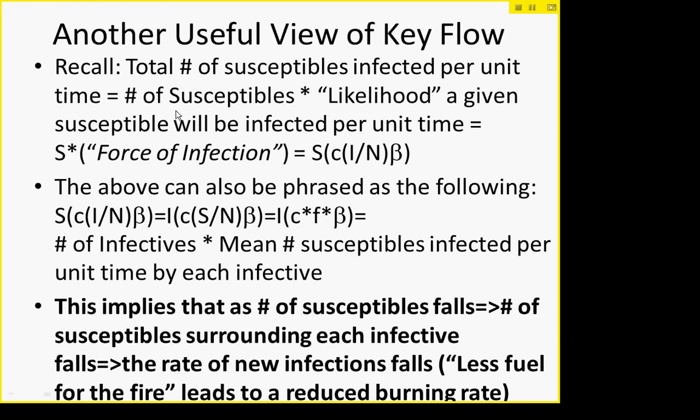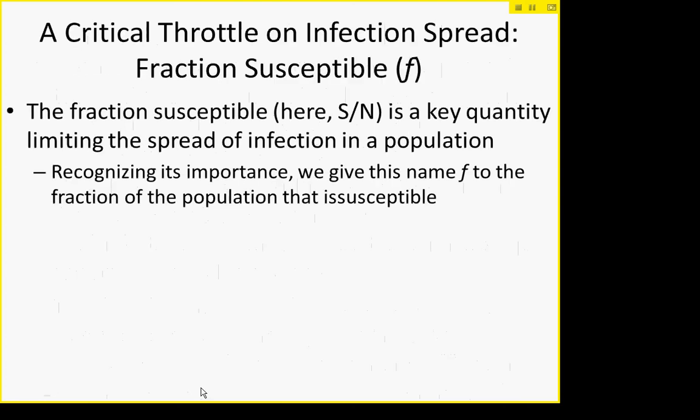So as the number of susceptibles falls, infection transmission efficiency is going to become smaller and smaller. In other words, there's less fuel for the fire, you could think. There's more and more work each infective has to do to transmit, and they're going to be infecting fewer and fewer people. So this quantity here, the fraction of susceptibles, is a key quantity.